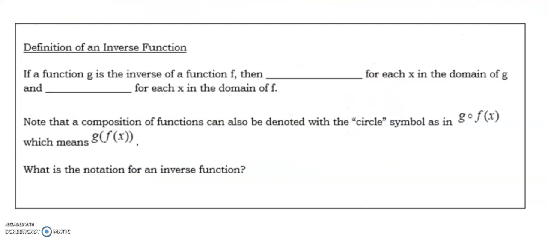So the definition of an inverse function. Our definition is, if a function g is the inverse of f, then when you compose f of g together, for each x in the domain of g, f of g of x is going to be equal to x, and g of f of x is equal to x. So basically what happens is g and f cancel each other out.